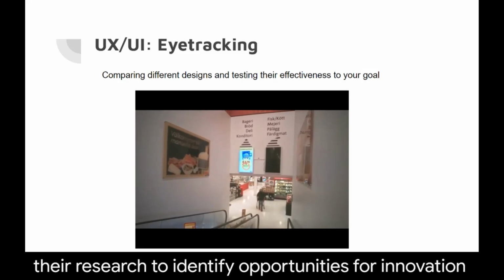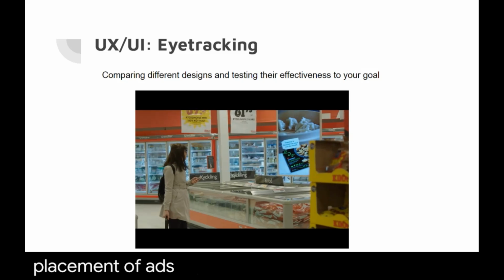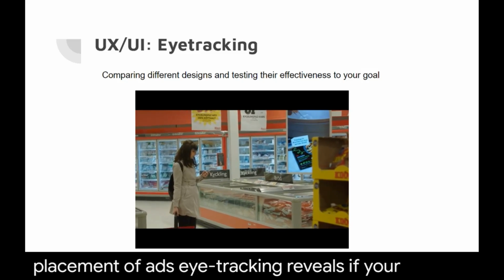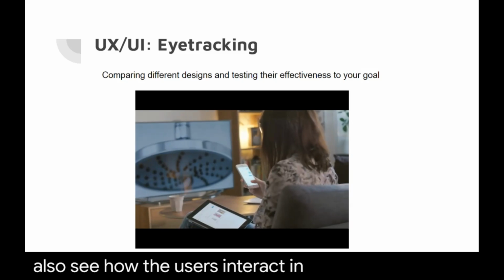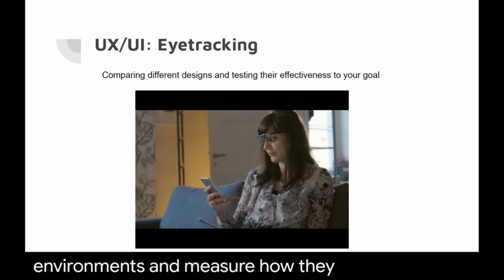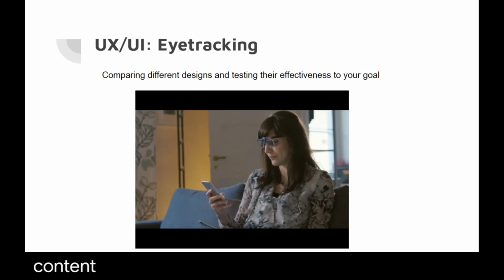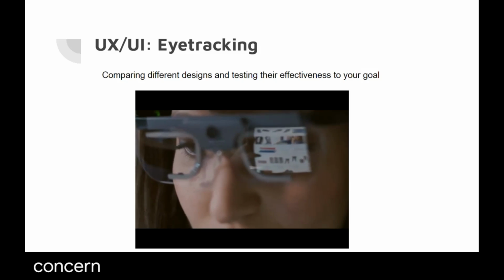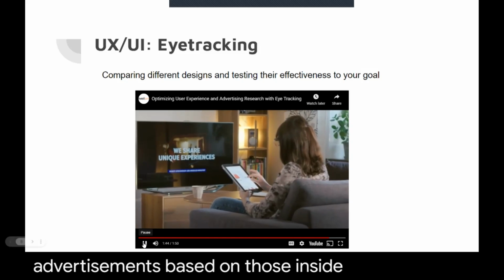Knowing what people actually see helps companies optimize the design and placement of ads. Eye tracking reveals if your communications capture and hold attention. You can also see how the users interact in multiple screen environments and measure how they shift their attention between different marketing messages and content. Eye tracking helps you understand your consumers and create effective user interfaces and advertisements based on those insights.